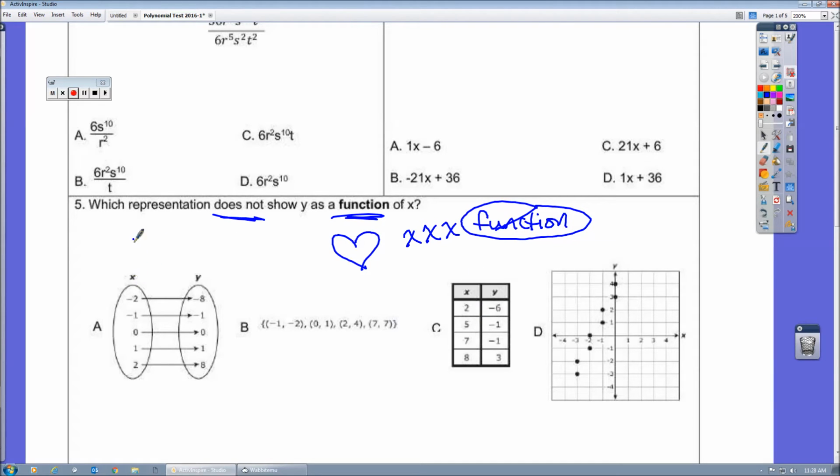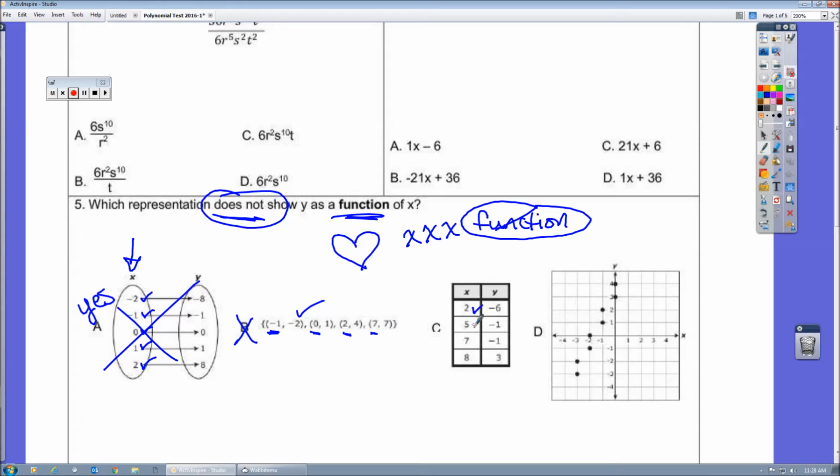So look at the x's right here. Did we repeat any of the x's? No, we did not. So that is a function. Yes, this is a function. But the question is asking, does not show a function. So this is not the answer. Look at the x's. Notice they're different x's. That's a function, but we're looking for the not.